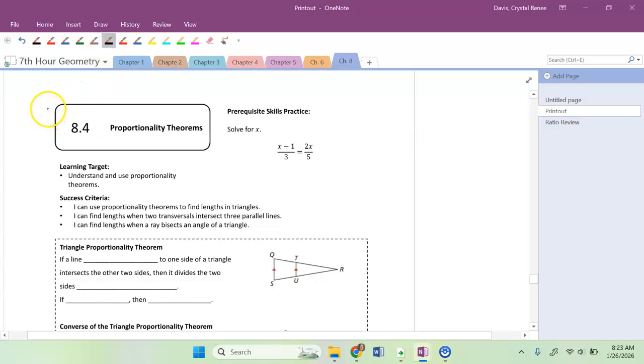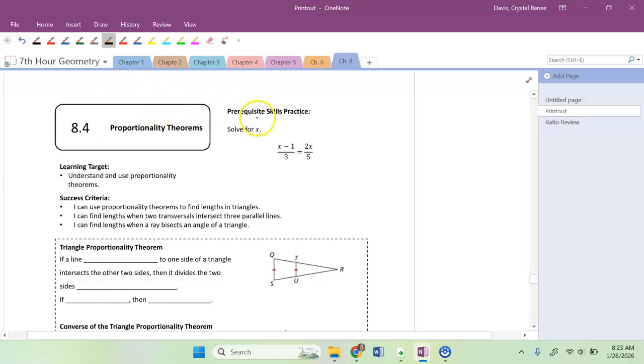Alright guys, so this is section 8.4, and these are just some random proportionality theorems among triangles. There's three here, and if you know all three theorems, these are not difficult. They're just setting up a proportion and solving them. So on your note card for your test, these three theorems are definitely something I'd write down.